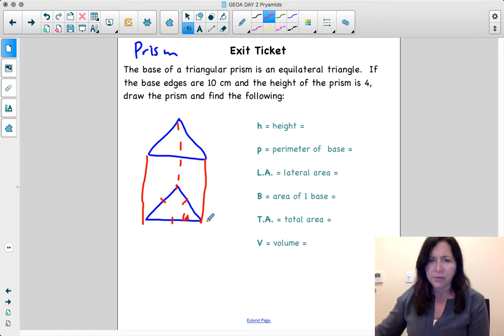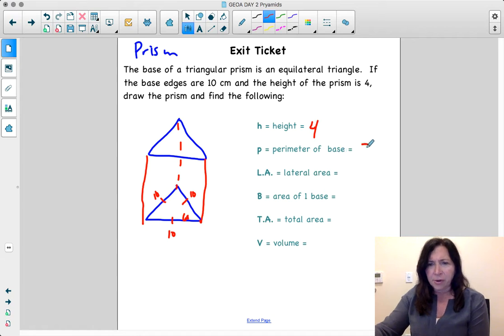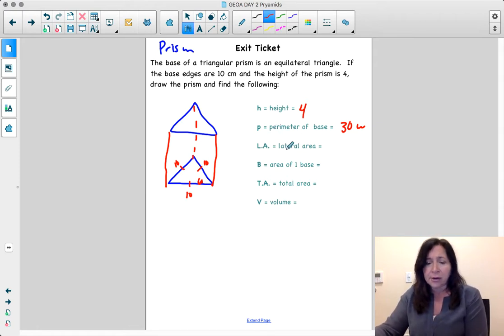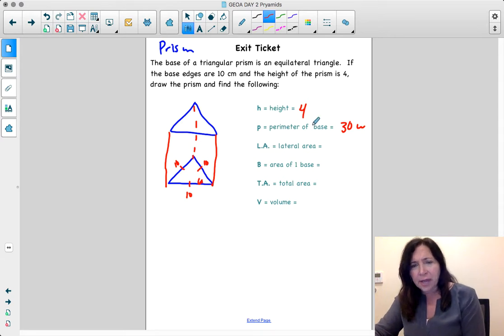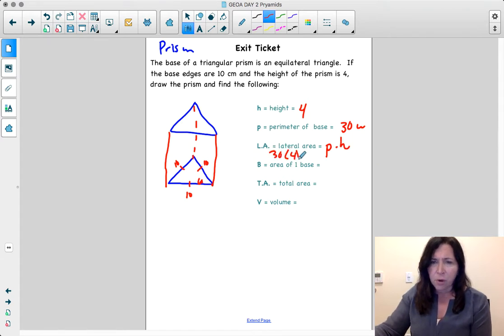So that means one of those angles is 60. The base edges are 10. So those are 10. All right. And the height of the prism is 4. Find the perimeter. Now the perimeter is going to be 30 units. Now the lateral area, remember, for a prism is different than the lateral area for a pyramid. The lateral area for a prism is perimeter times height. So my perimeter, this would be 30 times 4. So that's going to be 120 units squared. So that's my lateral area.